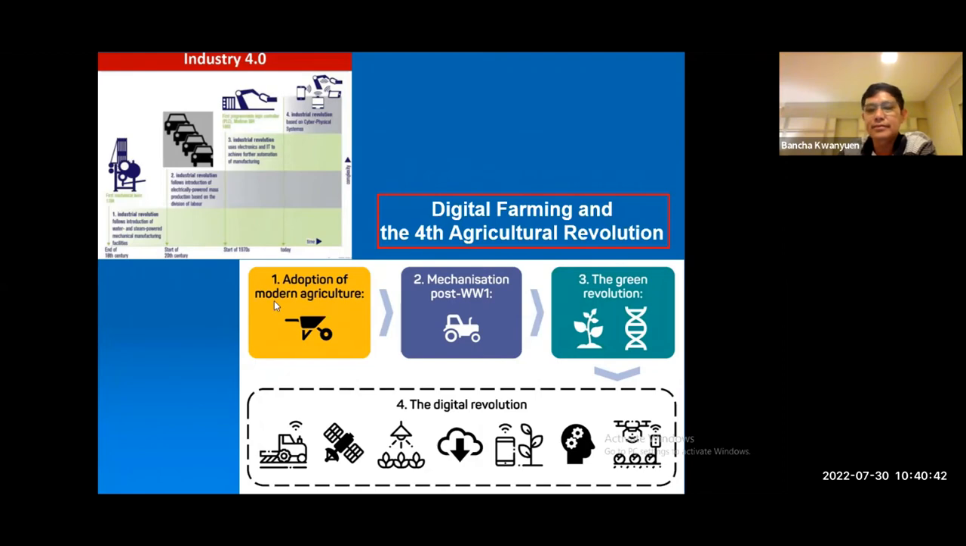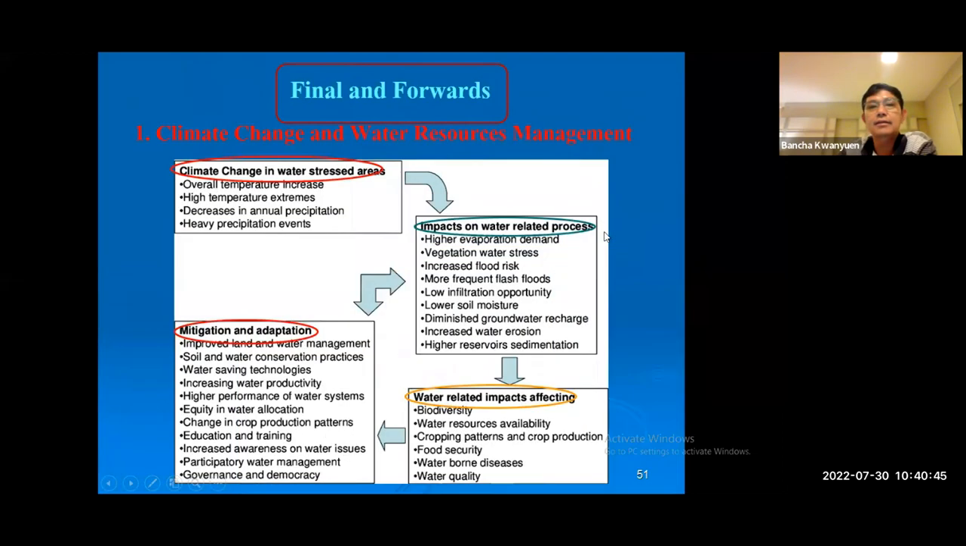This will come to our final discussion. My point is, right now we are on climate change and water resource management. That's quite important, because climate change has an effect on water. It can bring a temperature increase, a decrease in annual precipitation, and it can also bring heavy storms or heavy precipitation.